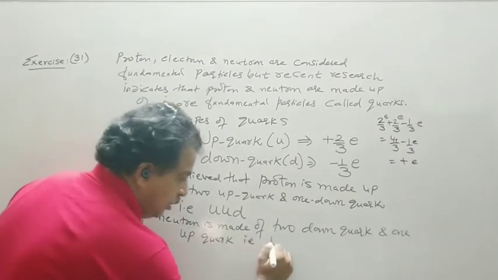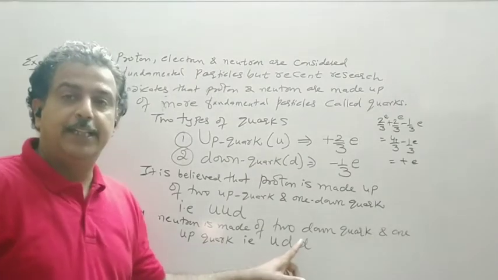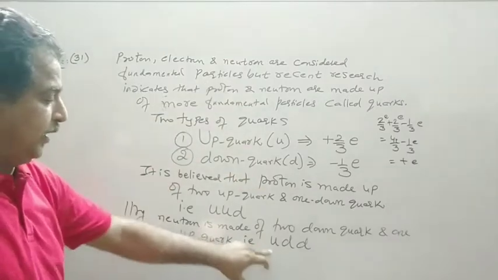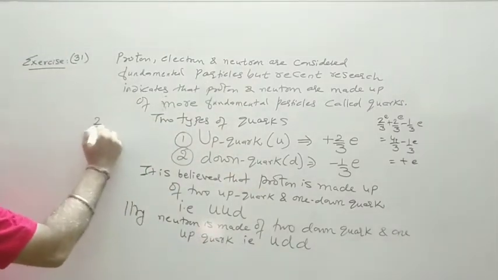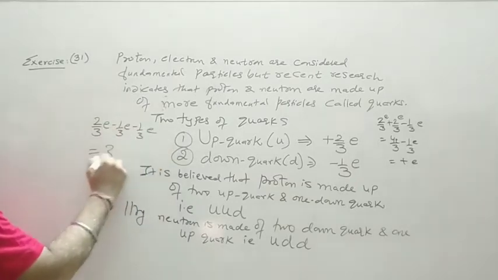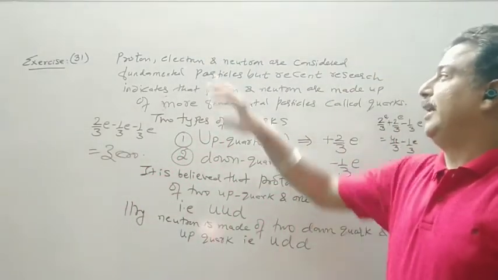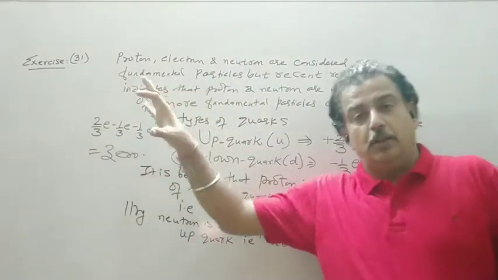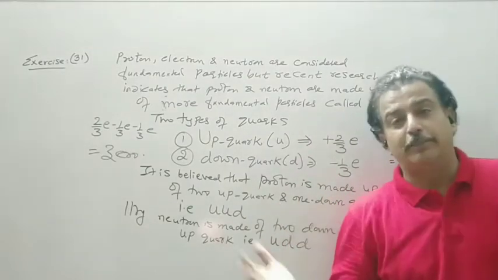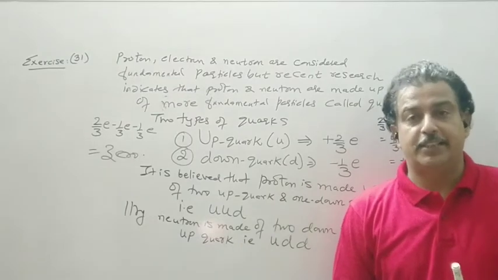That is UDD. Now let us check. We know that a neutron is neutral. So 1 up quark: 2/3e − 1/3e − 1/3e. This comes out to be 0. So again, whether the proton and neutron are fundamental particles or they are made up of quarks, it does not make any difference to our theory of electricity.